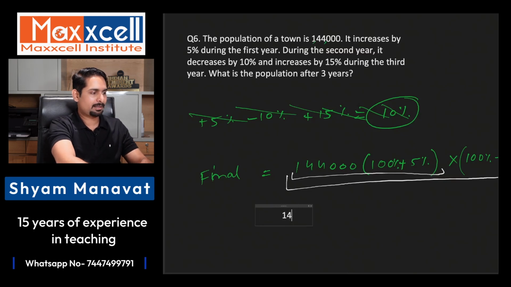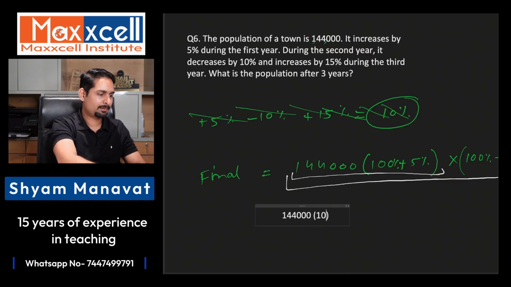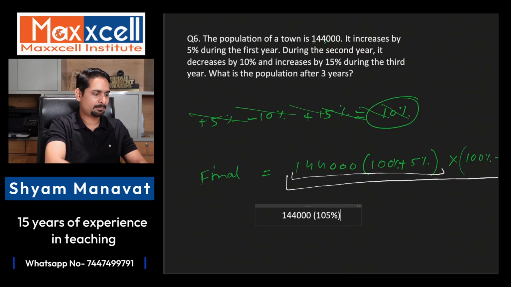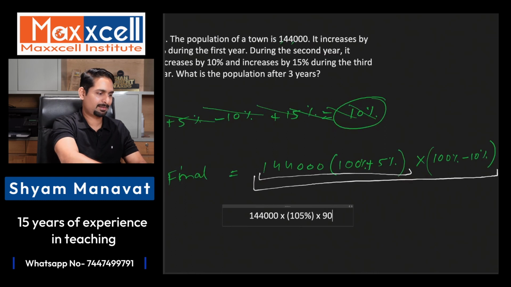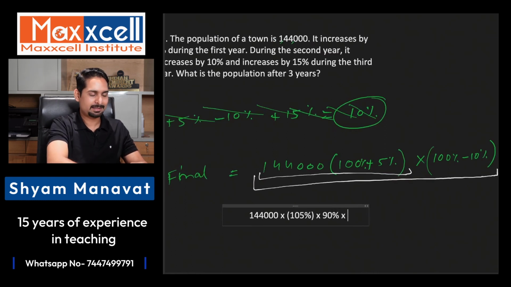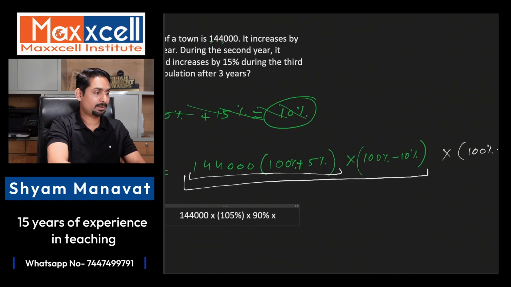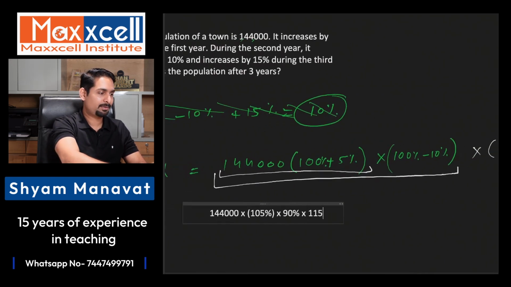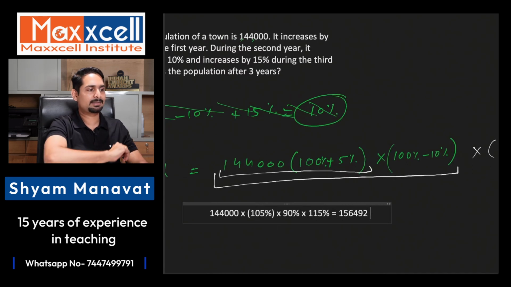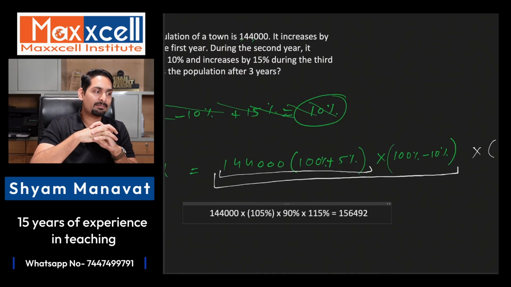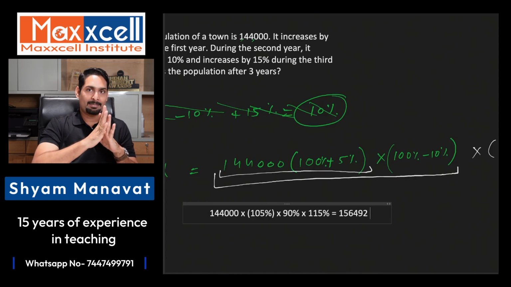So 1,44,000 is multiplied by 100 plus 5, which is 105%. That is going to be multiplied by 100 minus 10. What is 100 minus 10? Correct. 90%, and that's going to be multiplied by 100 plus 15. What is that? 115%, and this is going to get me the answer, which is 156492.